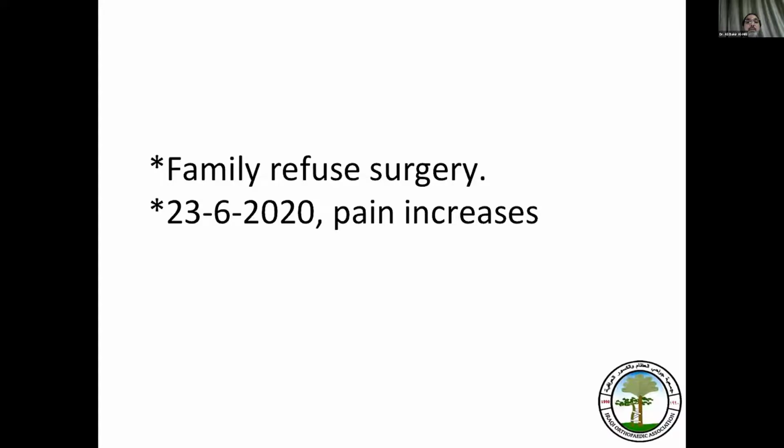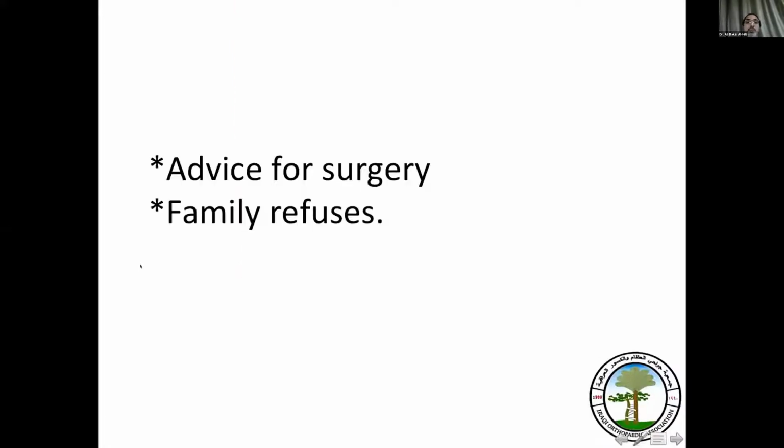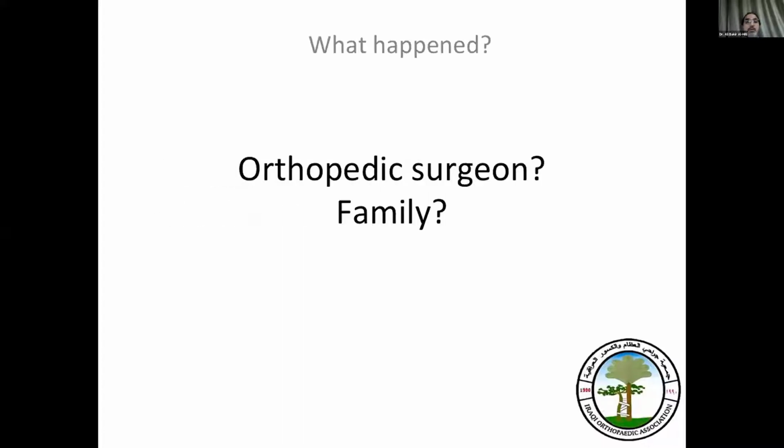Then the pain increased after 2 weeks. She came back with increasing slipping. We tried to advise surgery, but the family refused again and took the baby and ran away. So who should we blame?